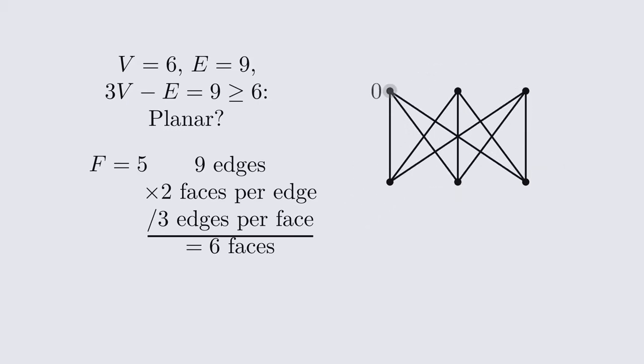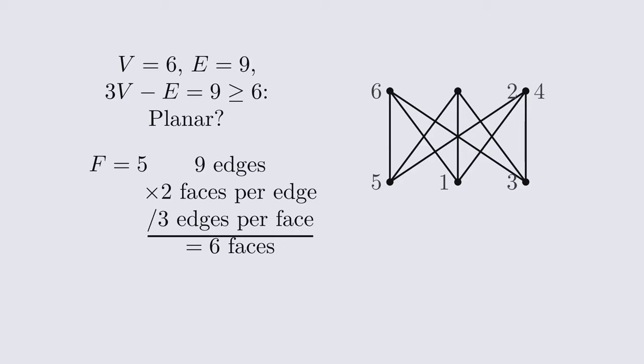You can clearly see it has no triangles because all cycles are even. You can only go from a top vertex to a bottom vertex, and from a bottom vertex to a top vertex. So to get back to where you started, you need to take an even number of edges.